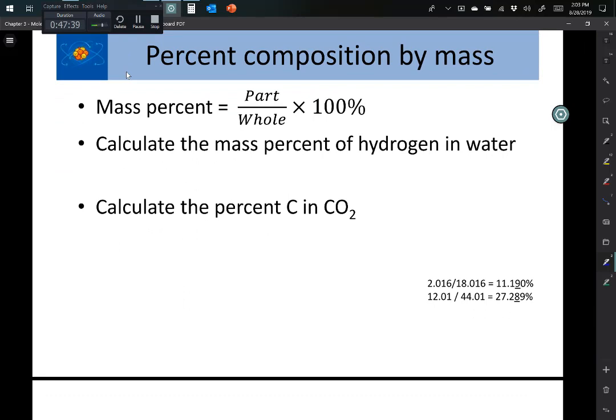Okay, one of the things we need to learn how to do is calculate the percent composition by mass.